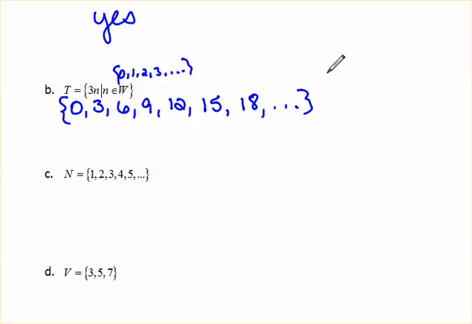Okay, so if we're trying to decide is that set closed or not, if I were to choose any two numbers in that set, the answer has to also be in that set. So if I were to take, say, 0 plus 3, well, that would be 3, which is in the set, so that works. What if I were to take 6 plus 3? I would get 9, which is in the set.